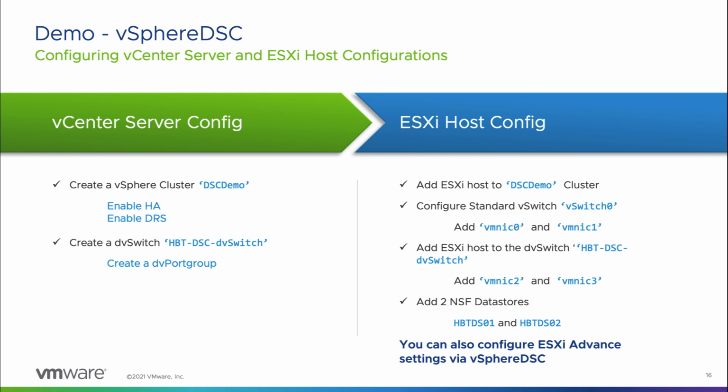As part of the vCenter server configuration, we will be creating a vSphere cluster. We will be creating a DV switch. Once the vCenter server configurations are done, we will be moving all the ESXi hosts to the newly built cluster. We will be ensuring that the ESXi host networking with respect to standard switch and distributed switch is taken care of. And at last, we will be configuring the two NFS datastores, the HPT DS01 and HPT DS02.